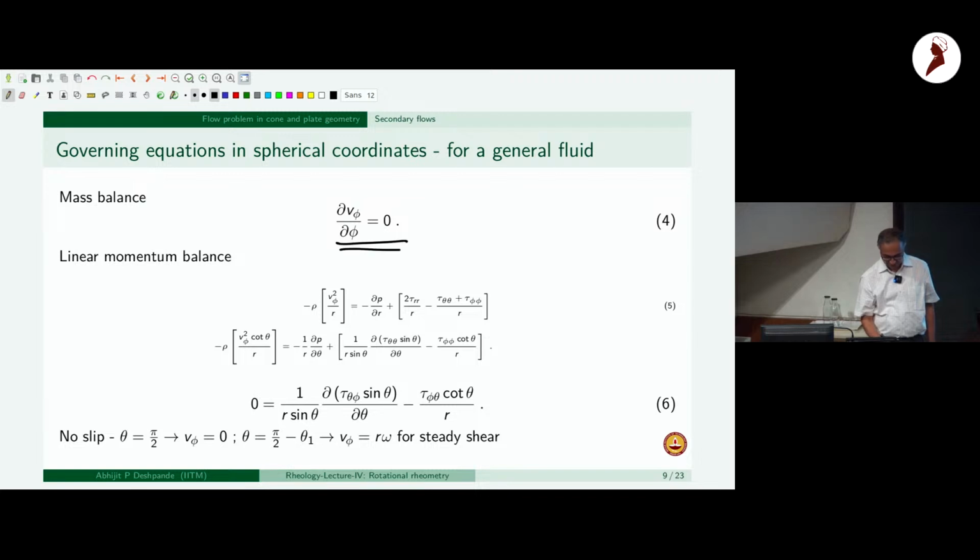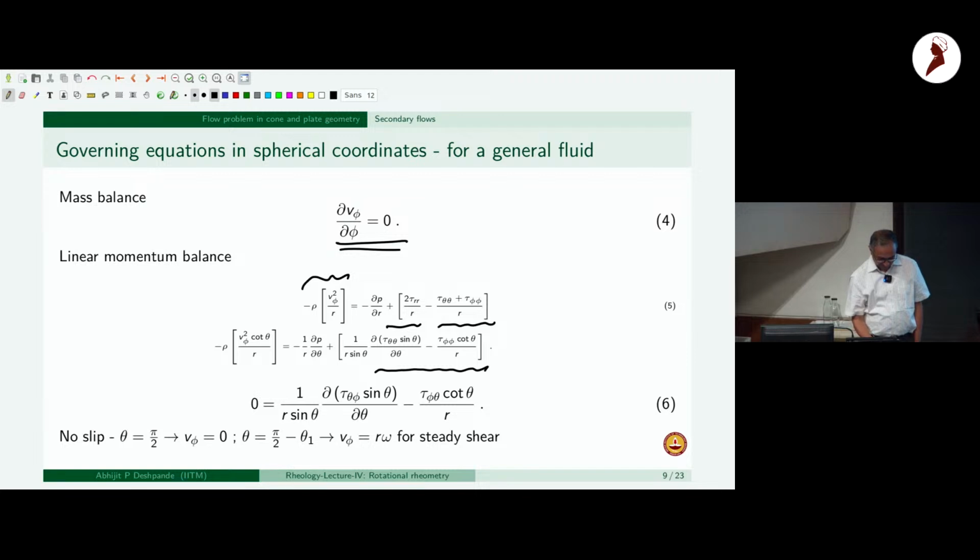what I have done here is written the mass balance, which of course is trivial. It's identically satisfied, but we have this rho V phi squared R term on the left hand side, and that's why low Reynolds number and very small gaps are needed, so that we can ignore the left hand side term and inertial effects are neglected. There is tau theta theta, tau phi phi, tau RR, and all these terms can contribute.